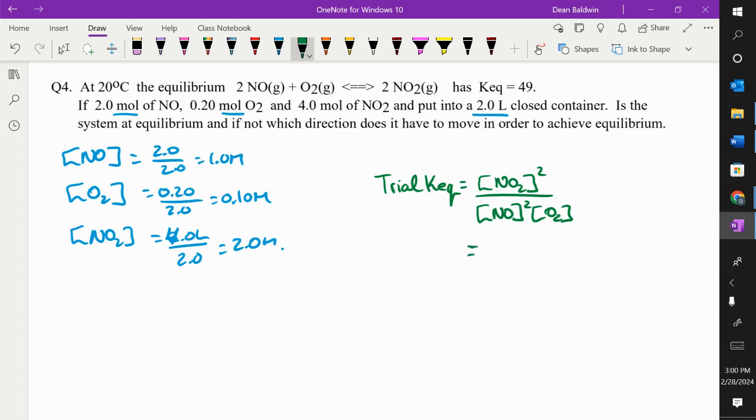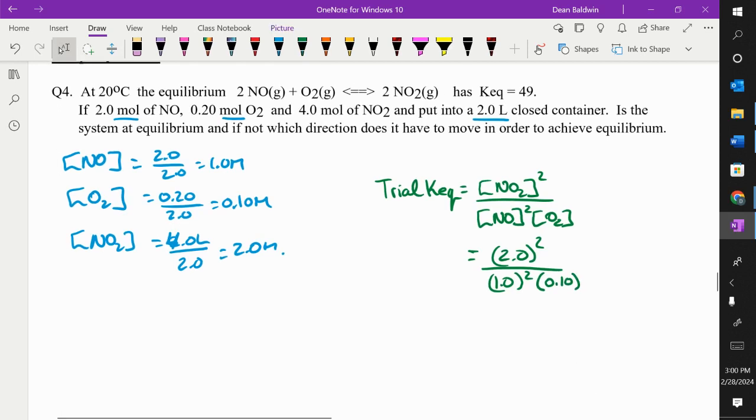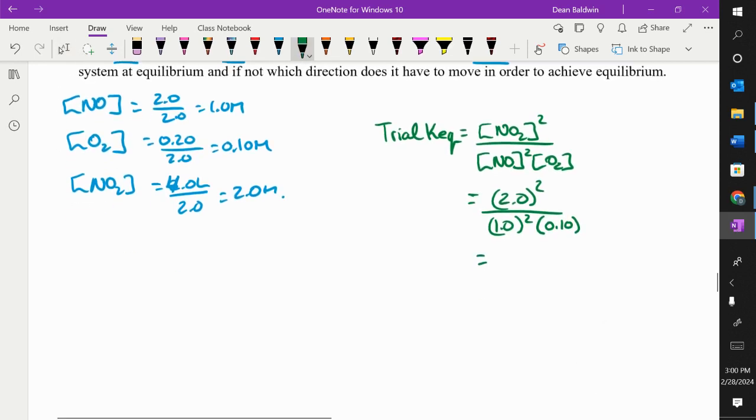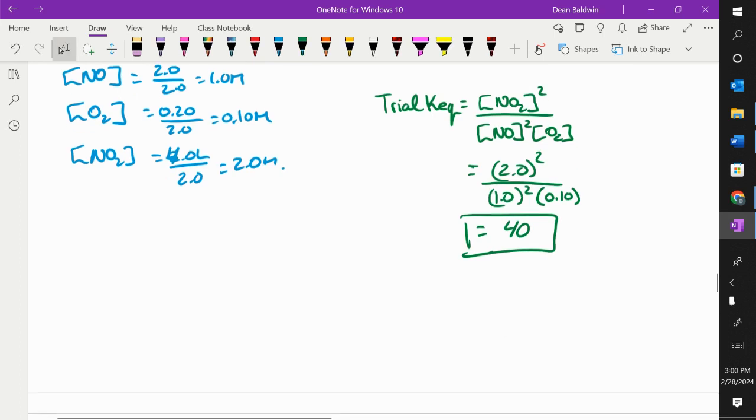And plug in your numbers. I think that spits out 40. Does that give us 40? If we do the math. If I did the math correctly. 4 divided by 0.1, yeah, that's going to kick it up. So 40. So we get a trial KEQ of 40.